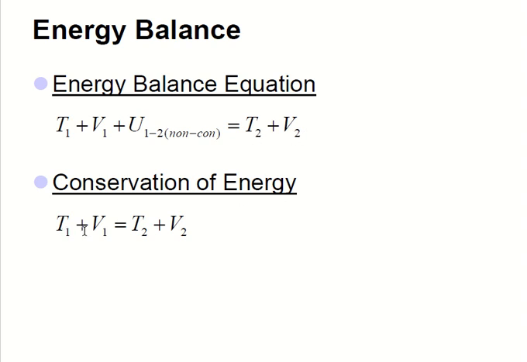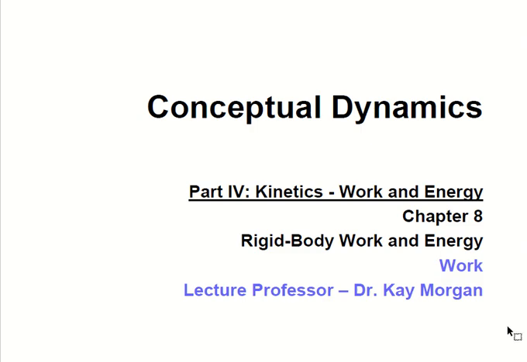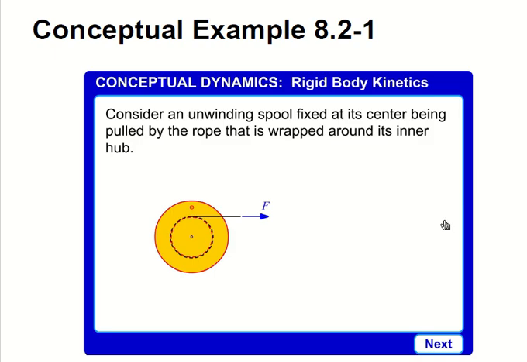Conservation of energy: your kinetic energy initial plus your potential energy initial, you sum it up, is equal to the final kinetic energy and final potential energy, the sum of them. So these are just a review from the previous chapters. Now we'll get into the rigid body.